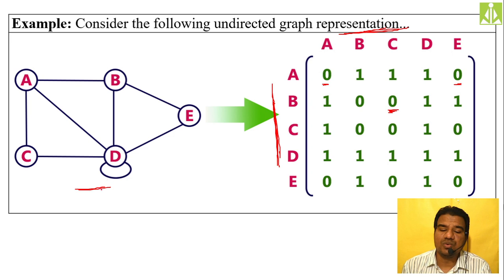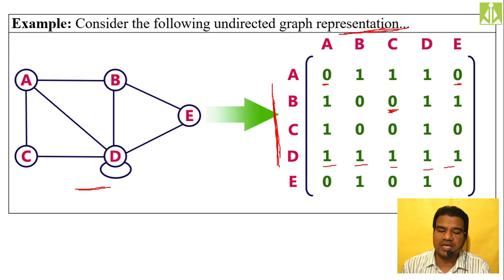Then D to all other edges. Okay, D to A we have 1. D to B we have 1. D to C we have 1. D to E also we have 1, and D to D also we have this particular thing. So for D, all ones should come, because here you can see we have 1, 1, 1, 1, 1, because D has a direct edge to all these vertices, or we can say D is an adjacent vertex to all these.